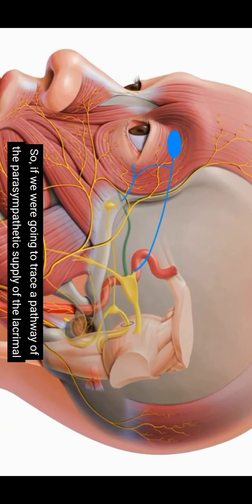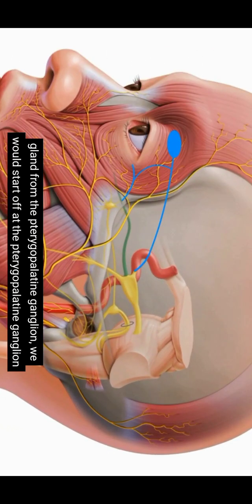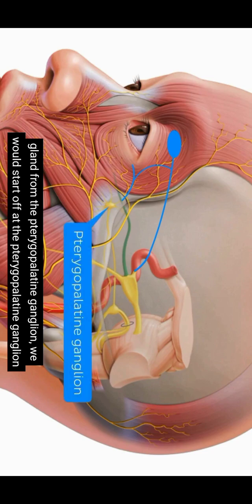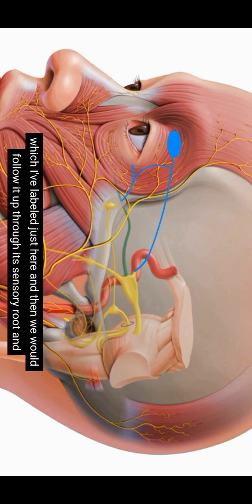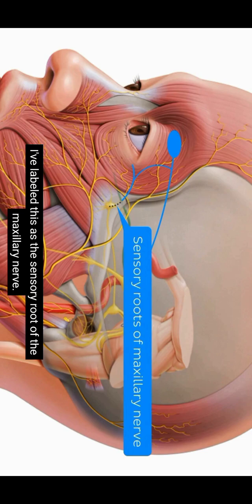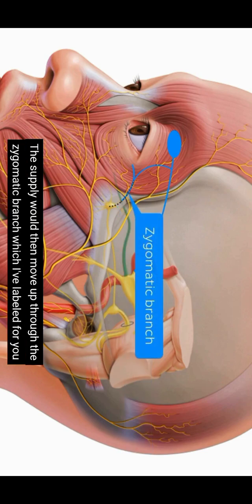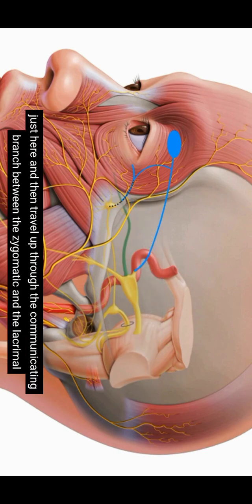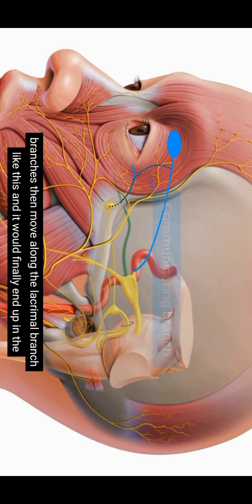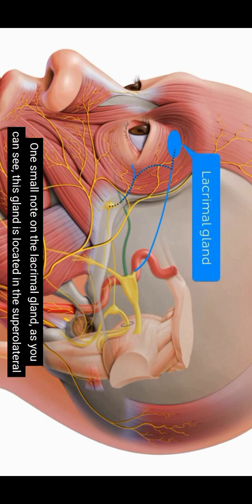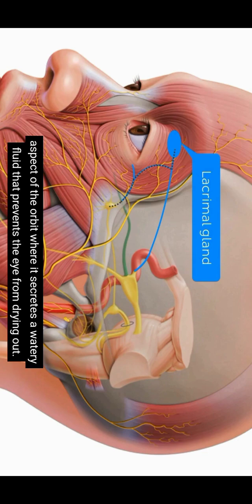So if we were going to trace a pathway of the parasympathetic supply of the lacrimal gland from the pterygopalatine ganglion, it would start off at the pterygopalatine ganglion, which I've labelled just here, and then we would follow it up through its sensory root, which I've labelled as the sensory root of the maxillary nerve. The supply would then move up through the zygomatic branch, which I've labelled for you just here, and then travel up through the communicating branch between the zygomatic and the lacrimal branches. Then we move along the lacrimal branch like this, and finally end up in the lacrimal gland, which I've labelled as well. Once more, note on the lacrimal gland, as you can see, this gland is located in the superolateral aspect of the orbit, where it secretes a watery fluid that prevents the eye from drying out.